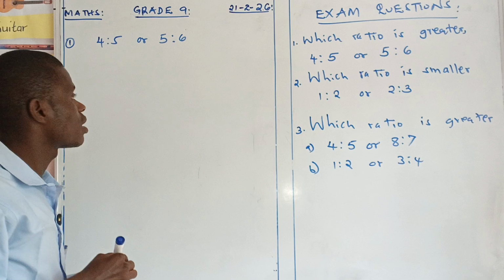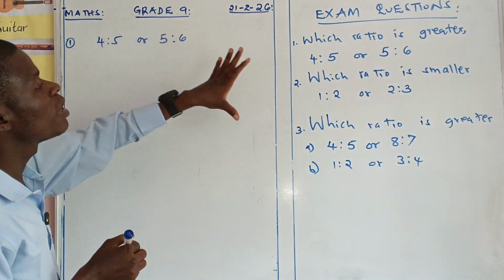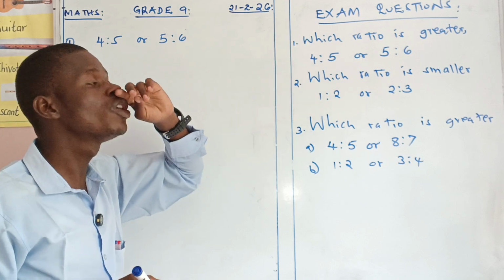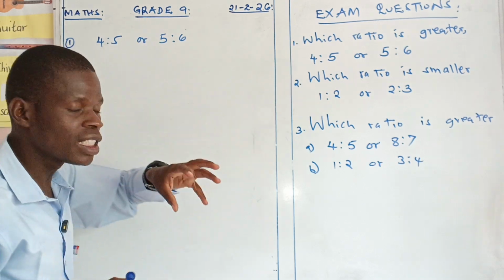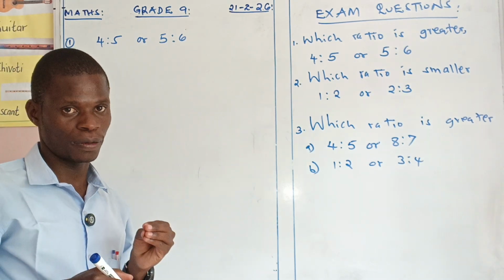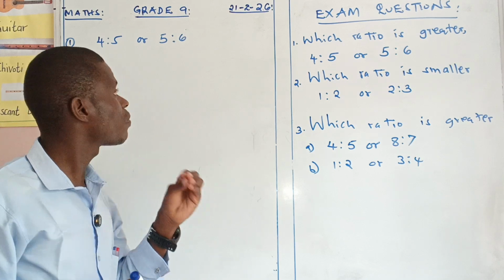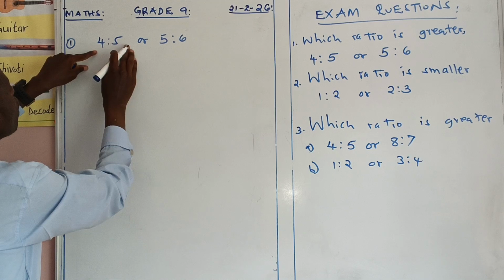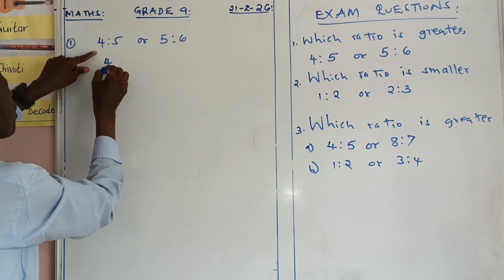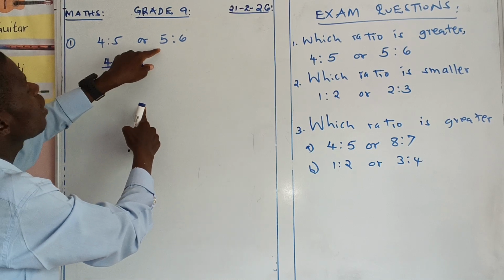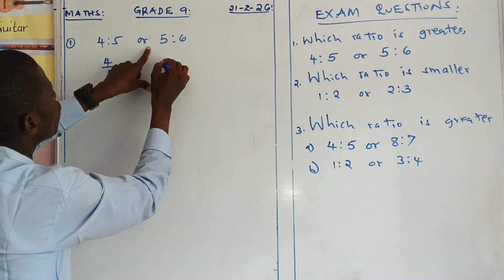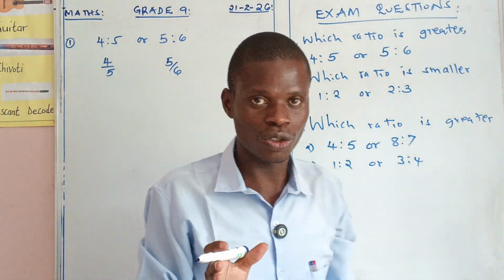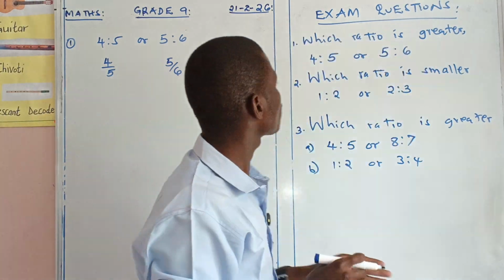Now I want you to understand here. When you are asked which ratio is greater than the other, what do you need to do? Write ratios as a fraction. That's the first step. Now 4 to 5 as a fraction is 4 over 5. Then 5 to 6 as a fraction is 5 over 6. That's the first step. We are writing ratios as a fraction.